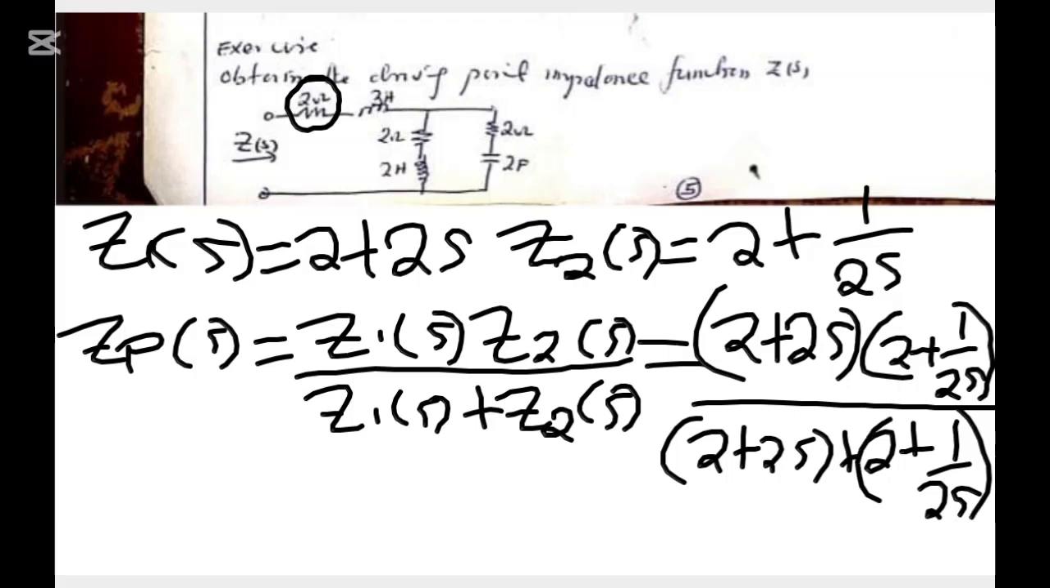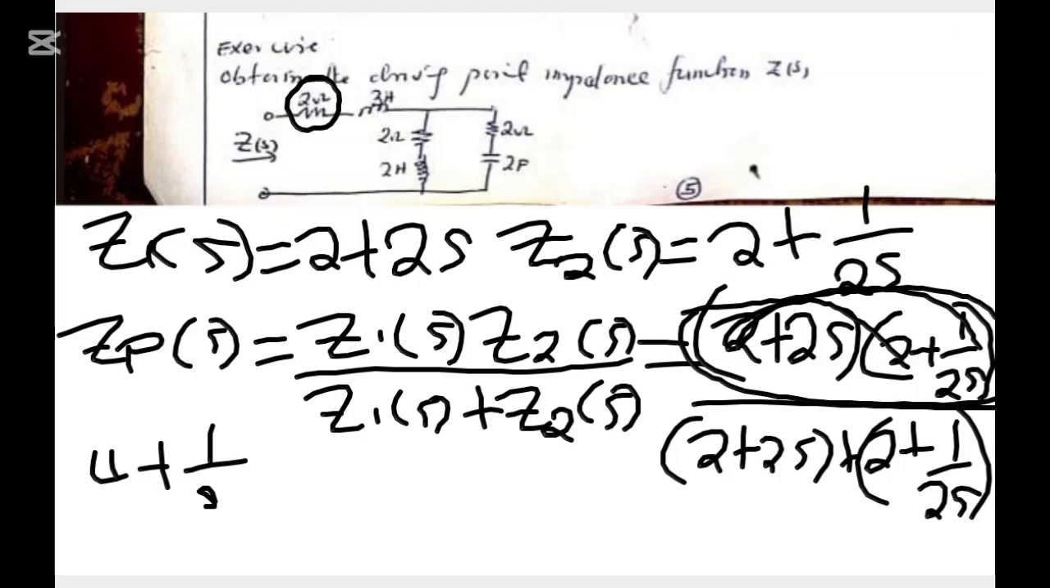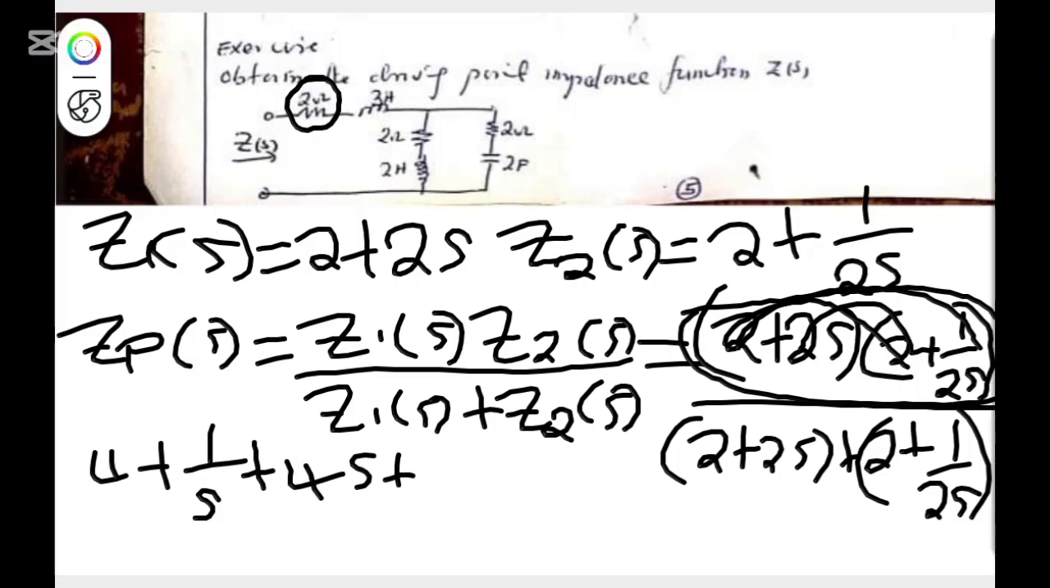So you have to take note of that. I have to first solve the numerator. 2 multiplied by 2, I'll get 4, and also plus 2 multiplied by 1 over 2S. At the end 2 will go with 2, I will be left with only 1 over S. Also plus 2S multiplied by 2, I will get plus 4S. And then plus 2S multiplied by 1 over 2S, at the end I'll have 1.